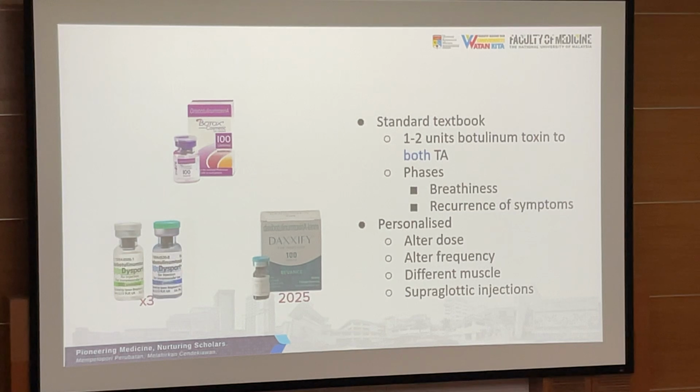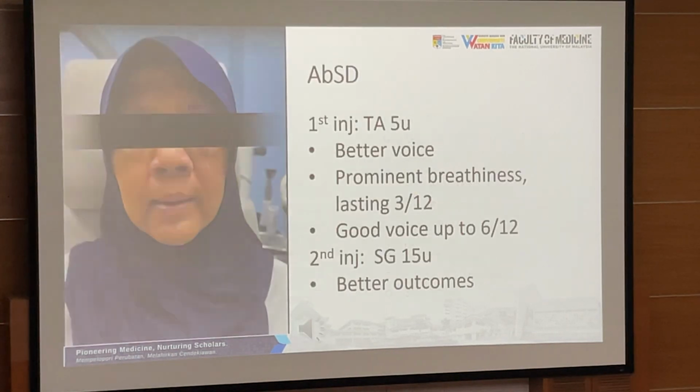Thirdly, if your patient does not respond to the initial injection, you must think about different muscles, because sometimes you're not targeting the correct muscles. You can use laryngeal EMG, target the different muscles, and then give botulinum toxin to that specific muscle. Fourth, you can try supraglottic injections to reduce the side effects, to reduce the breathiness phase, and to increase the duration of treatment, so you don't need to inject too frequently.